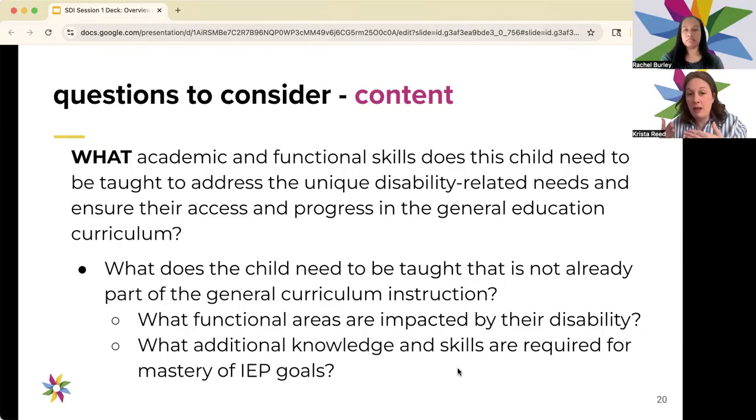Students with autism have functional needs in the area of social skills. So we're going to have to teach content about social skills. Maybe that's the same or different than the content that all students are being taught about social skills, right? It might depend on their age. What additional knowledge or skills are required for the mastery of the student's IEP goals, right? In addition to access and progress in the gen ed curriculum, what else do we need to know and what else do they need to know and be taught to meet their individual IEP goals?